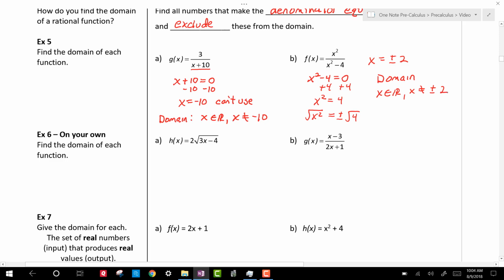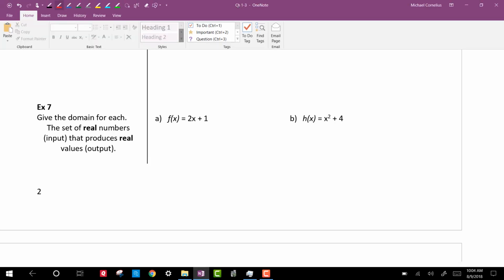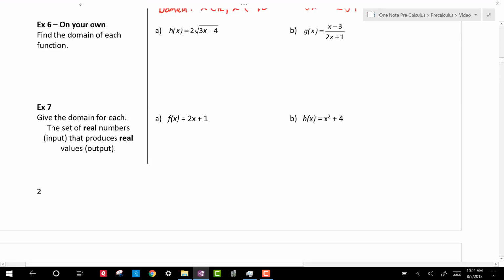All right? So I would encourage you again at this point, turn off the video, try these last 4 on your own and see what you come up with. All right, so here we go. Find the domain of each function.